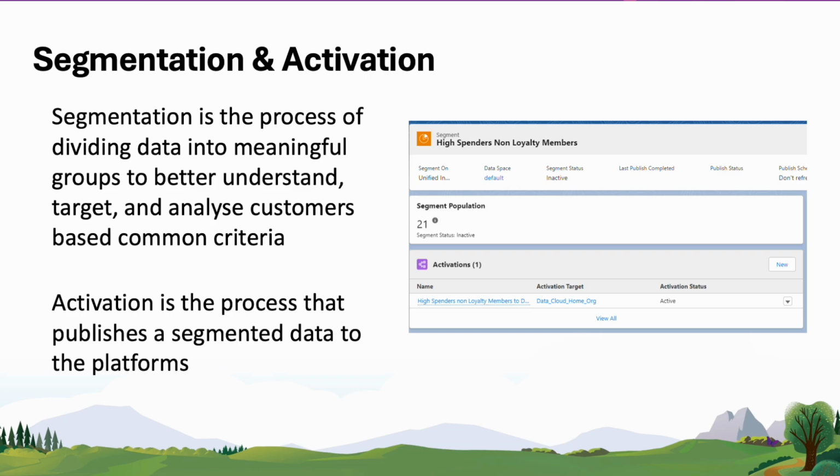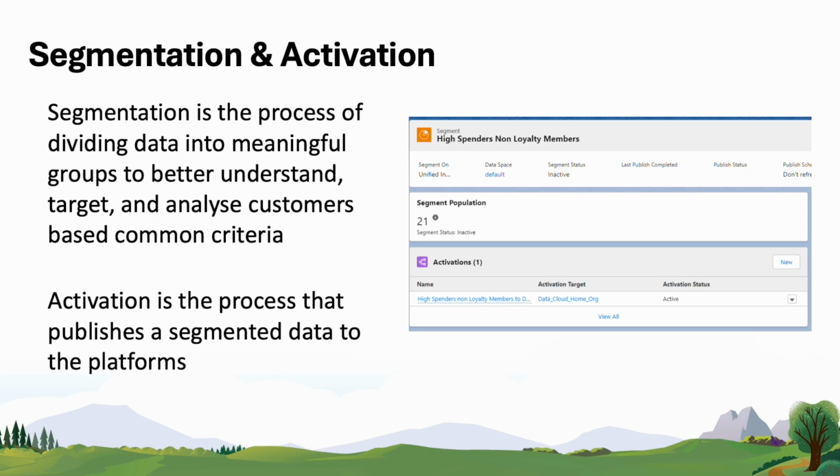Activation. What exactly is activation? Let's say we have created a customer segment in Data Cloud, like a group of frequent buyers for certain sports equipment. Now, we want to send this segmented data to our Marketing Cloud platform to run a targeted campaign. The process of sending this data to Marketing Cloud is called activation. Activation utilizes the activation target to send the data to Marketing Cloud or any other platforms.